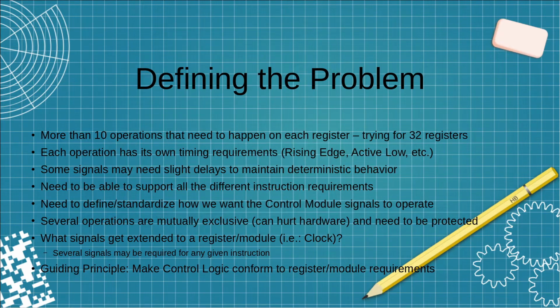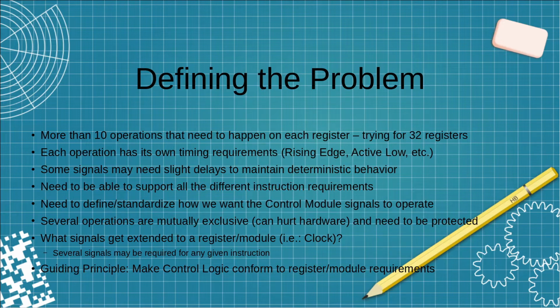So the registers in particular have more than 10 different operations that can happen on each register, and I'm looking at something like 32 registers at the moment. So you can do the math there. It gets to be pretty significant, the number of things I'm trying to orchestrate here just in registers communicating with registers, or registers communicating with all other parts of the system. Each operation has its own timing requirements.